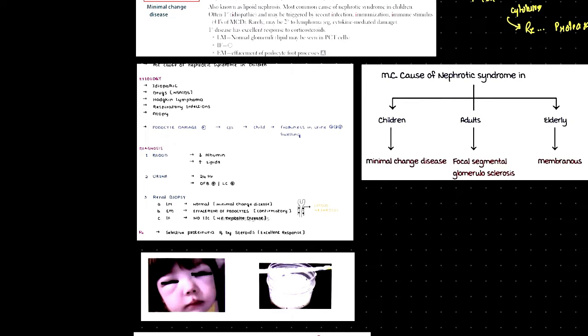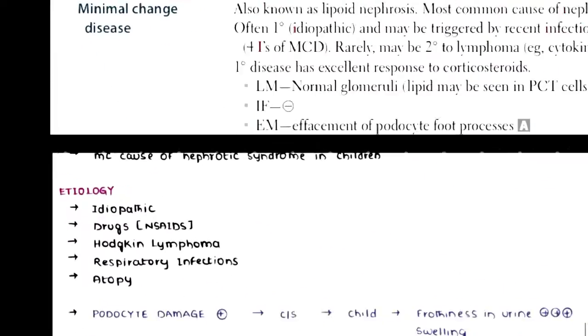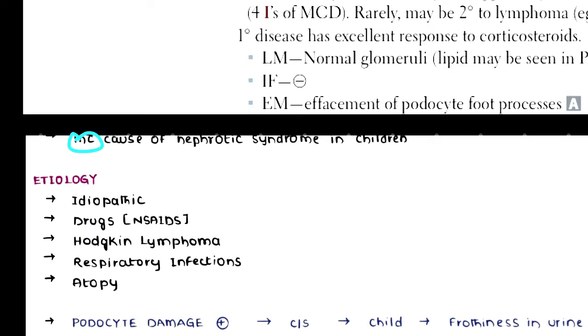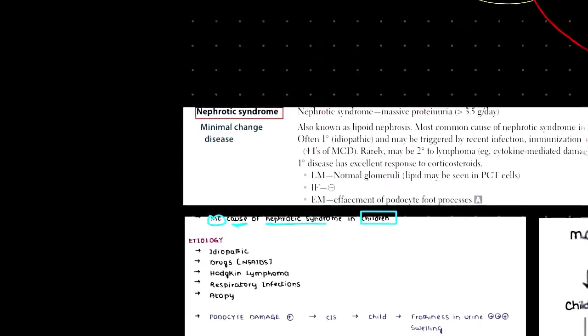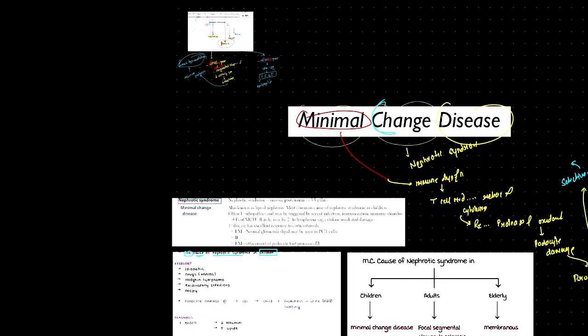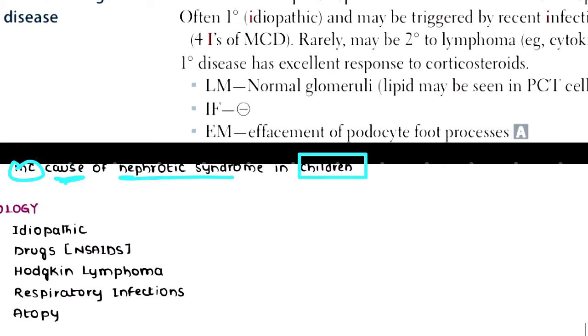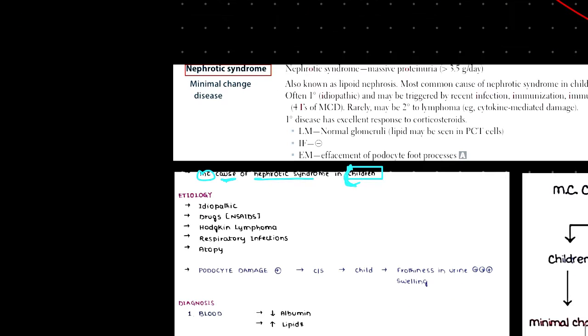One important fact is that it is the most common cause of nephrotic syndrome in children. This is an important point: most common cause of nephrotic syndrome in children. So you can highlight the C in change and the C in children.